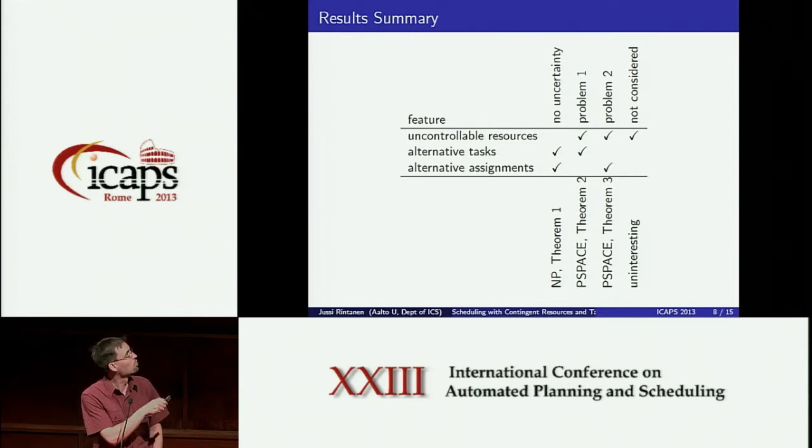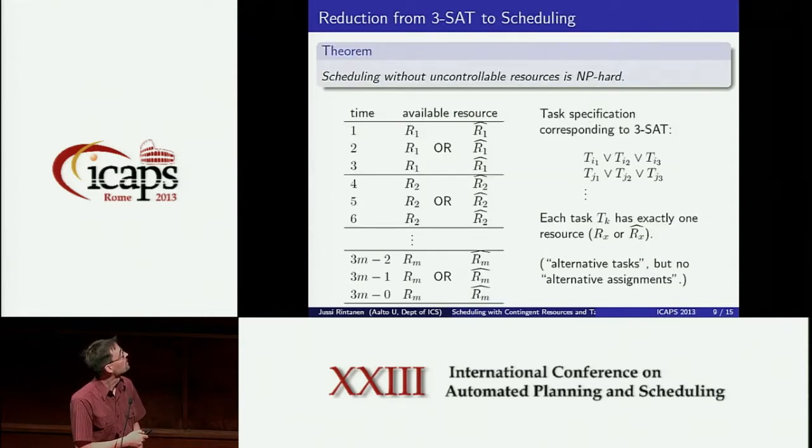And then there are these two more interesting problems, uncontrollability, and we have both cases, alternate tasks and alternate assignment case, that either one of these will make the problem P-space complete. And having neither of these, the problem again becomes trivial. We don't consider that case.